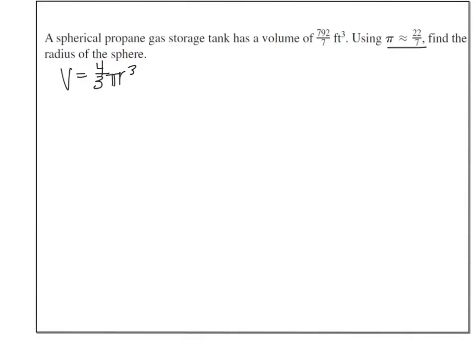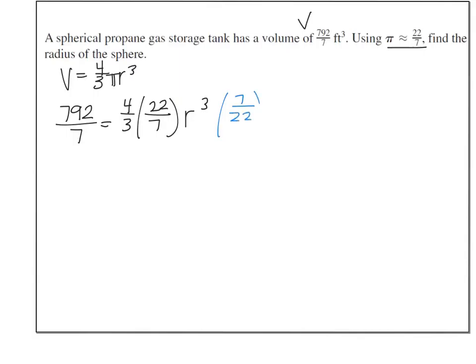I'm going to plug in everything I know. Well, I have my volume, I have pi, and I'm looking for a radius, so that's good. So I have 792/7 is equal to 4/3 times 22/7 times r cubed. Now ultimately what we want to do is get r alone. So I'm going to multiply by the reciprocal of all of that. So I'm multiplying by 7/22 and 3/4.